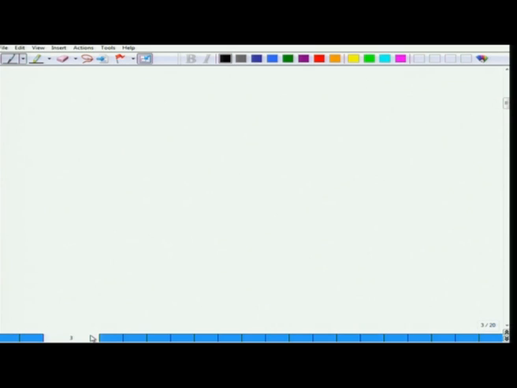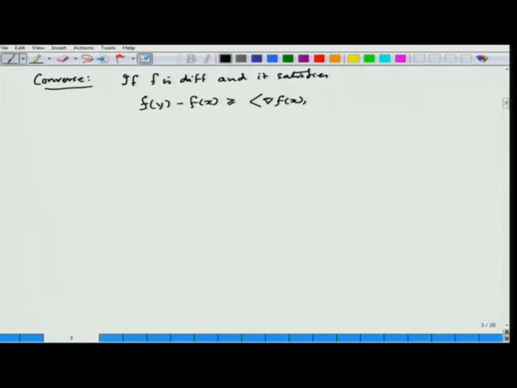Now, let us look at the converse. If f is differentiable and it satisfies the following, then f is convex.